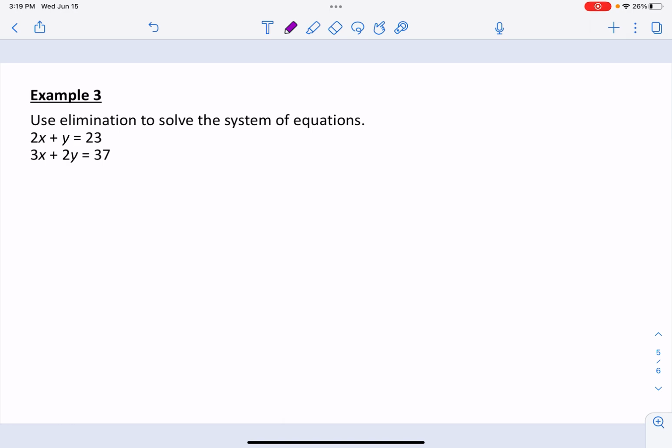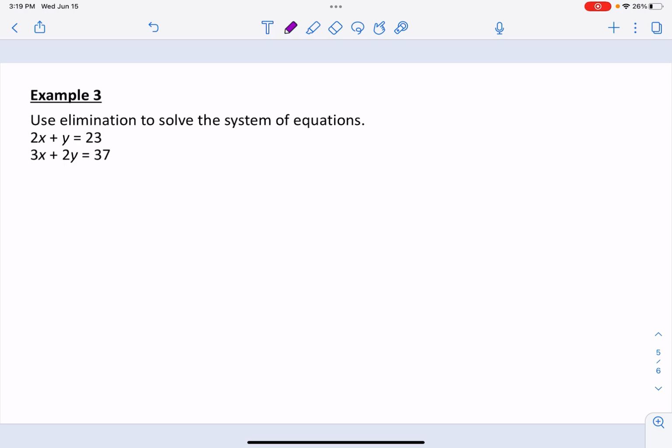Now this one's a little bit more complicated. Again, remember what we're trying to do. We're trying to get it so that our coefficients have the same value, but one's positive and one's negative, so that when I add them, they get eliminated. You want to try and avoid multiplying both equations by a number. Sometimes you're going to have to, okay? But you want to try to avoid that.